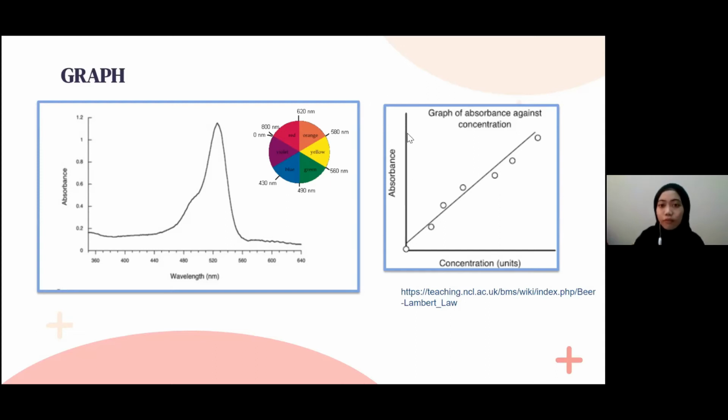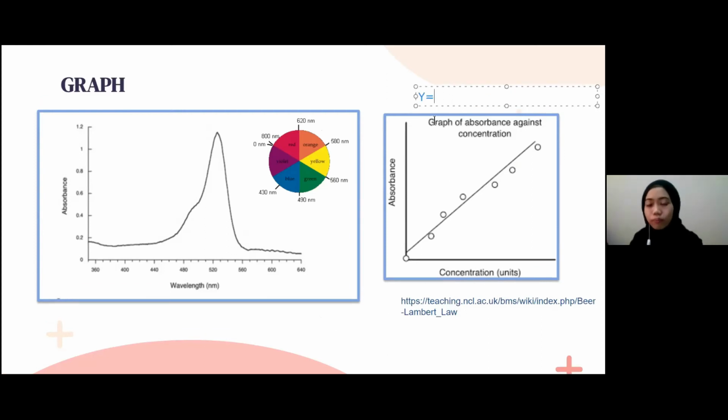So for the second graph here, it is a graph of absorbance against concentration, which is the Beer-Lambert law graph. If you can see the pattern of this graph, it is a linear graph. So from this graph, actually you can find the unknown concentration. Whereas if you guys know that for a linear graph, it is equal to y = mx + c. So how to get the value of y, m, and x?